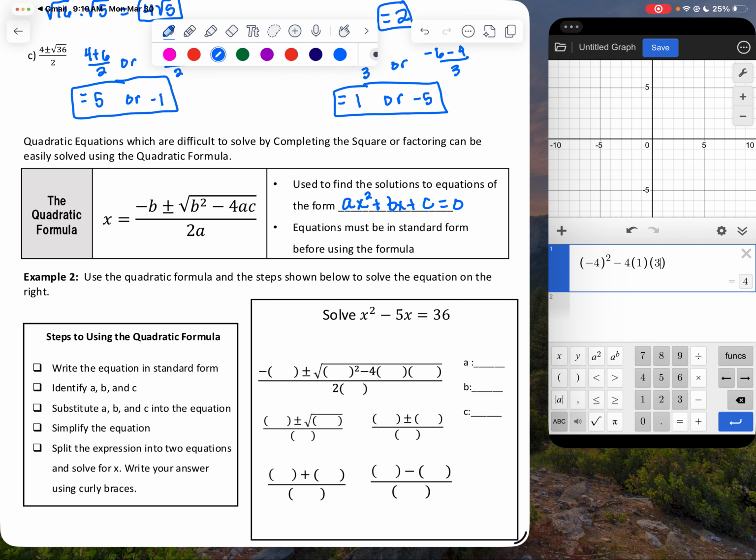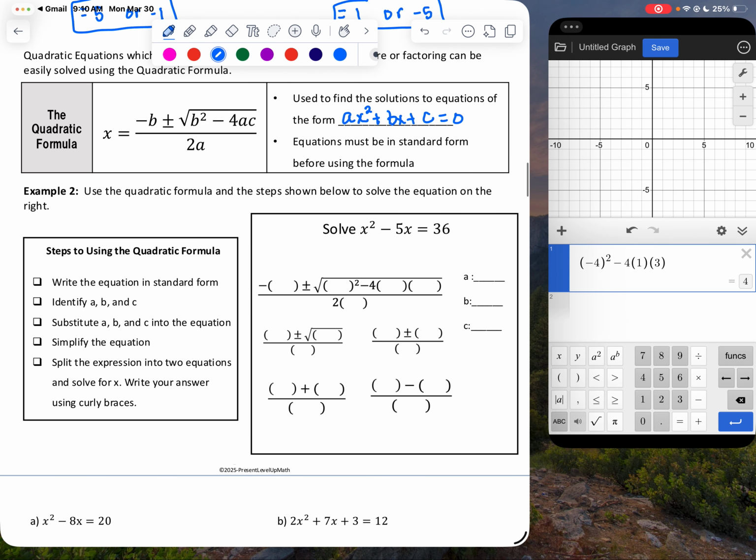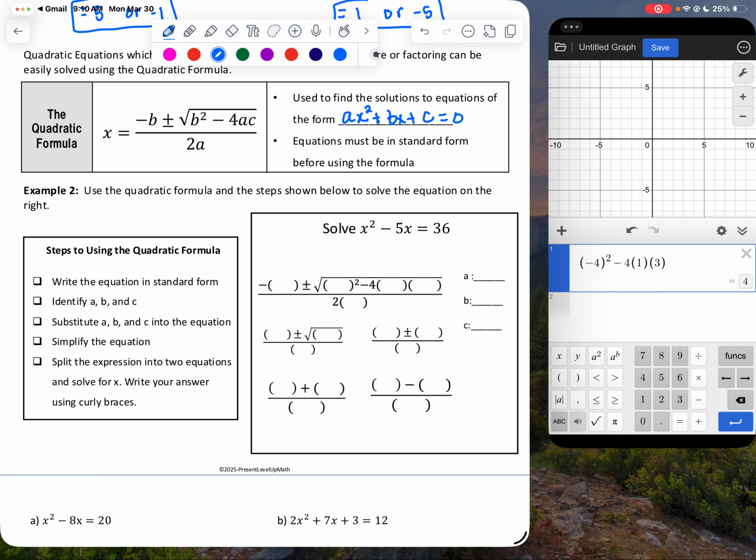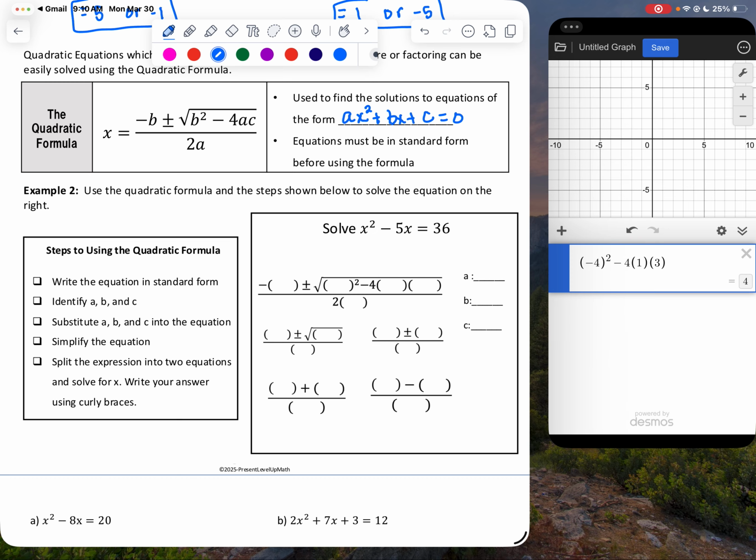Okay? So in example 2, it says use the quadratic formula and the steps below to solve the equation on the right. So the steps to using the quadratic formula. Step 1 is write the equation in standard form. So our equation here is x squared minus 5x equals 36. But this equation is supposed to be equal to 0, not 36. So I have to start by subtracting 36 from both sides so that I can make it equal to 0.